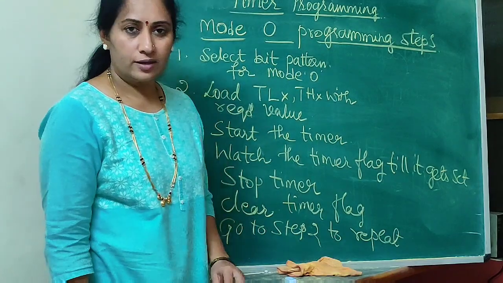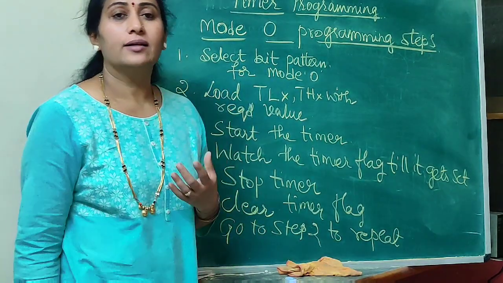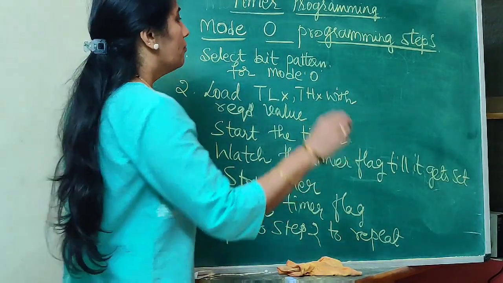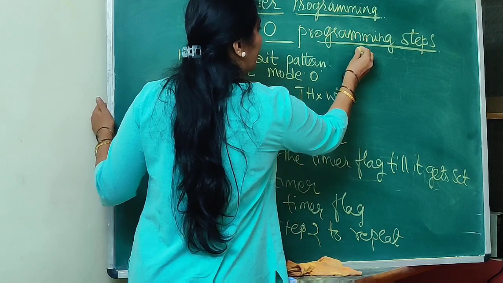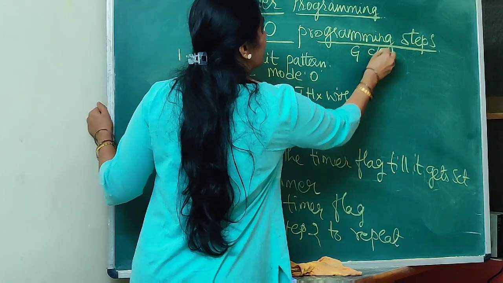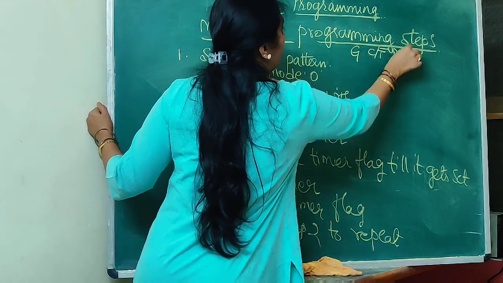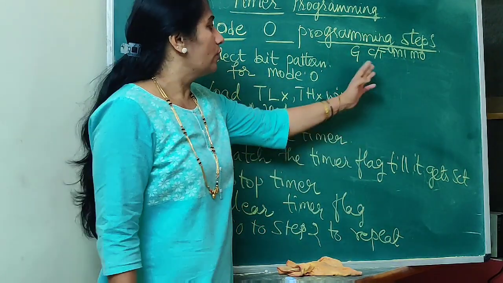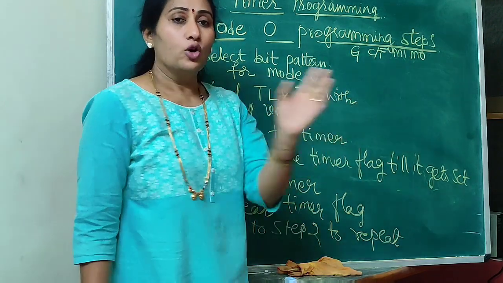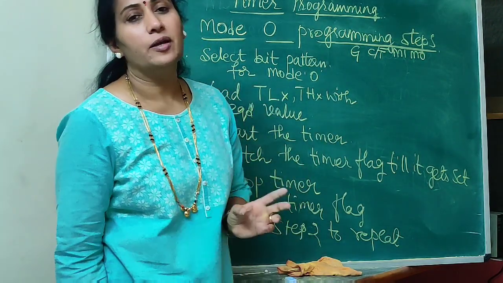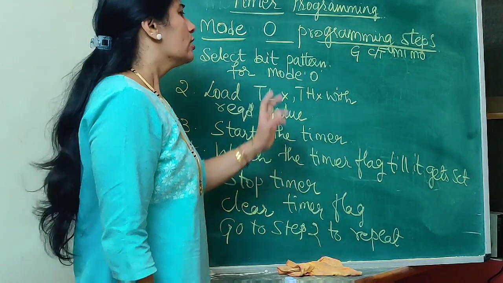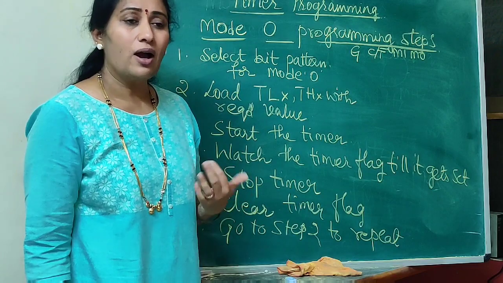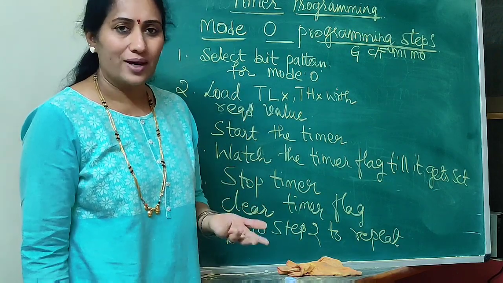Mode 0 programming, we know that in the TMOD register, we are having the bit pattern like this: G, C/T bar, M1, M0. Say the upper nibble and the lower nibble are going to have the same bit pattern. Lower nibble is for timer 0 and upper nibble is for timer 1. Right? So let me take timer 0. There is no compulsion that you have to take timer 0. Any timer you can select.